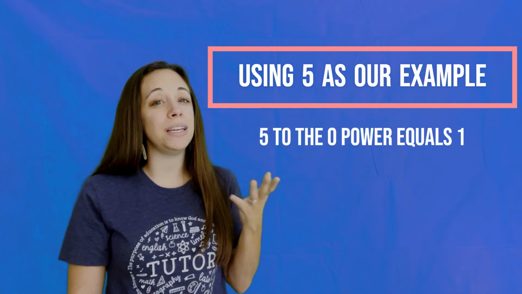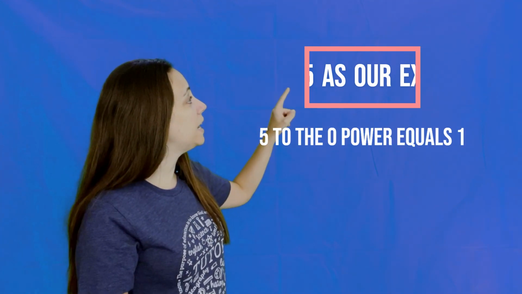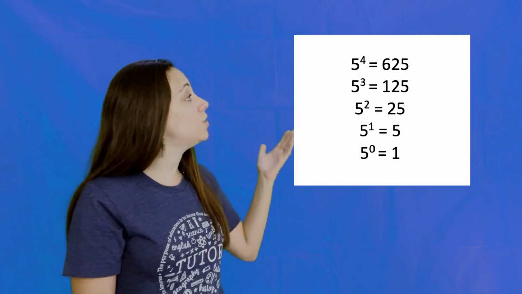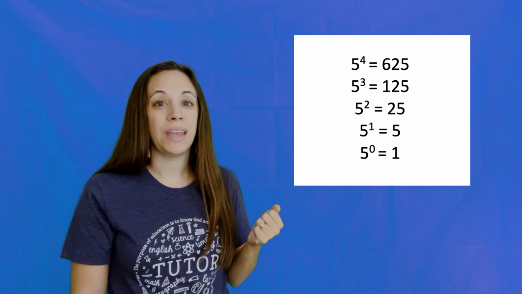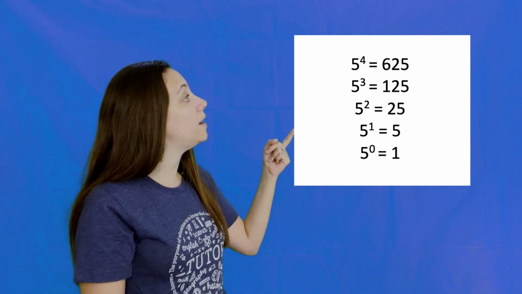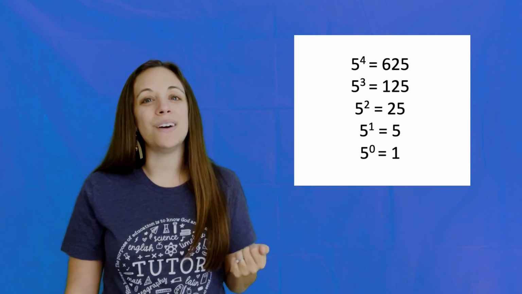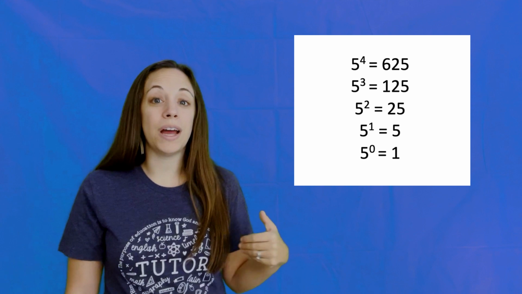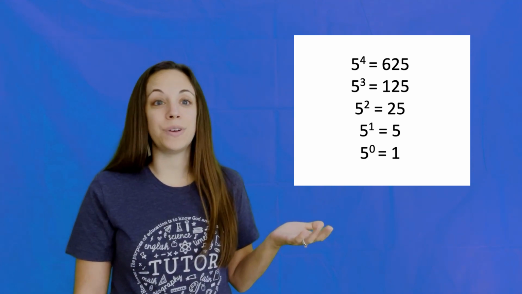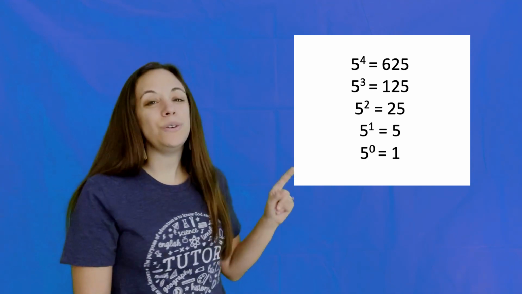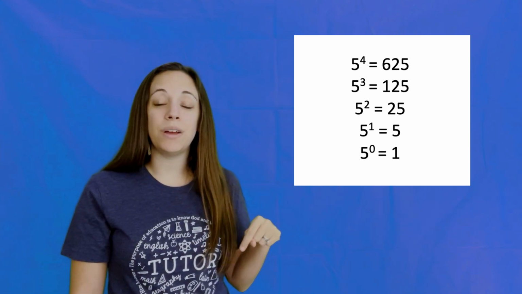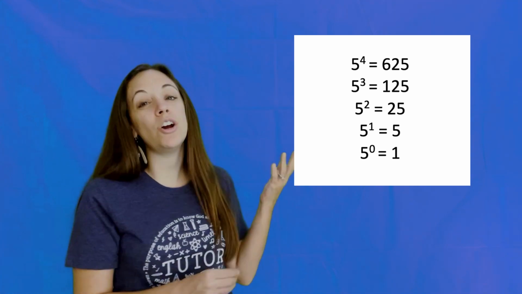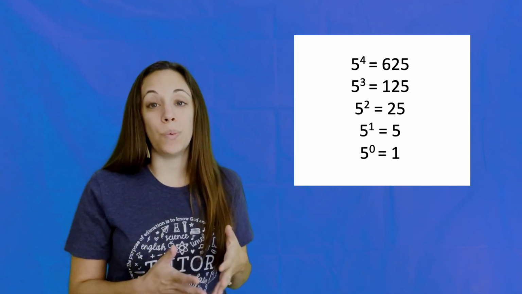Now that we see all of these here, let's help us understand why 5 to the 0 power equals 1. So if you take 625 and divide by 5, you'll get 125. If you take 125 and divide by 5, you will have 25. If you take 25 and divide by 5, you'll have 5. And now, if you take 5 and divide by 5, that gives you 1. This is why when you put a number to the 0 power, it will always equal 1.